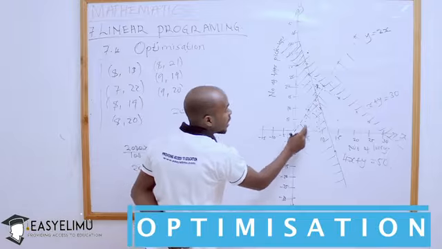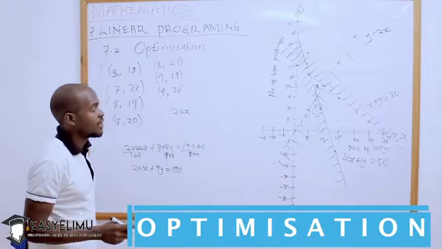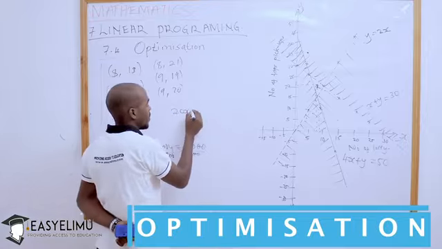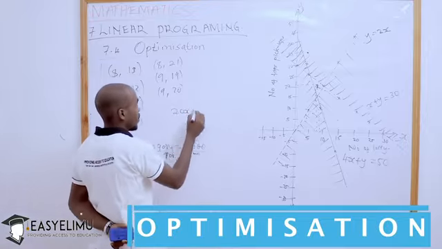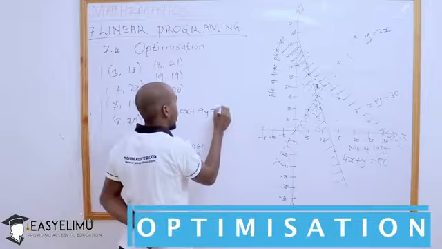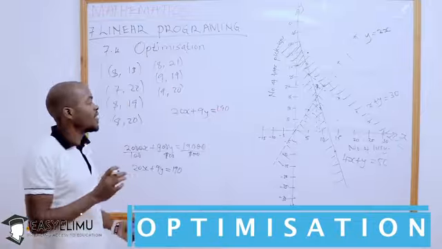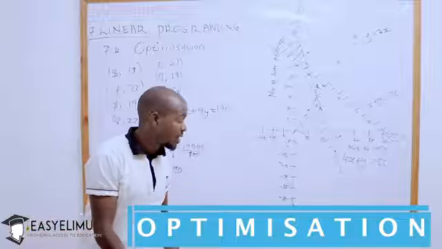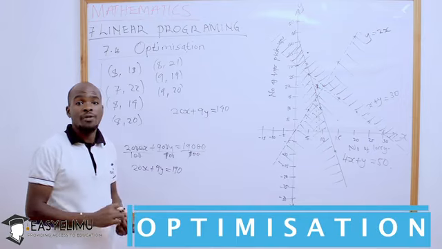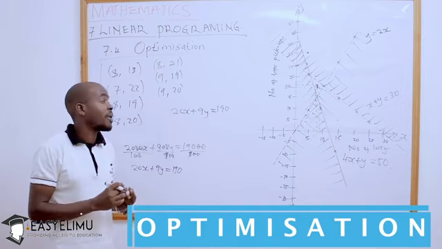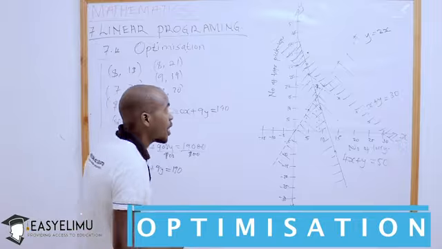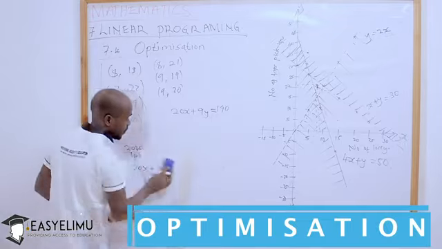Since this line is outside the region, we shall say 20x plus 9y is equal to 190. We shall use this line, which we form from that linear inequality, and that line will help us to find the minimum value or the maximum value that the contractor will spend. Let's draw that on a Cartesian plane.